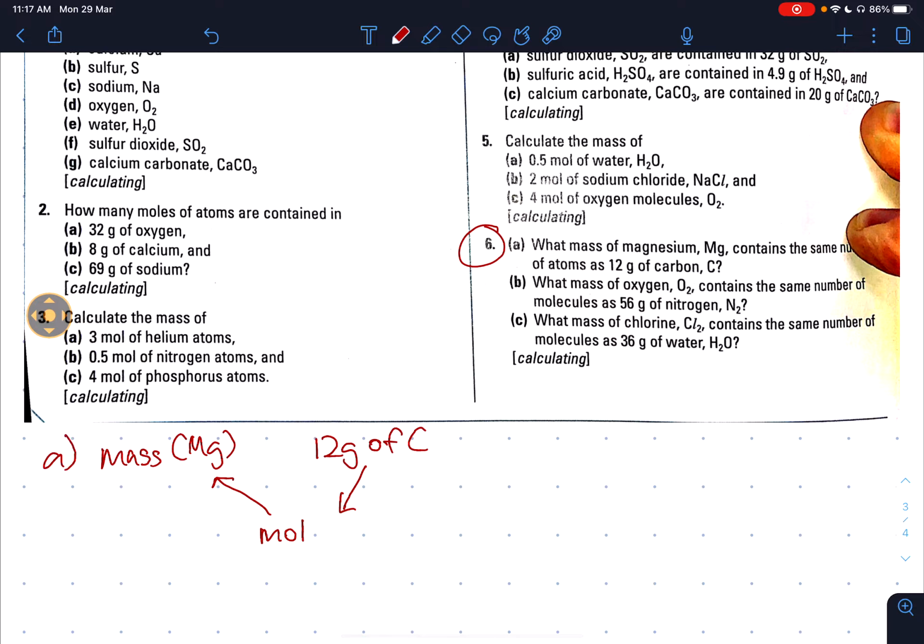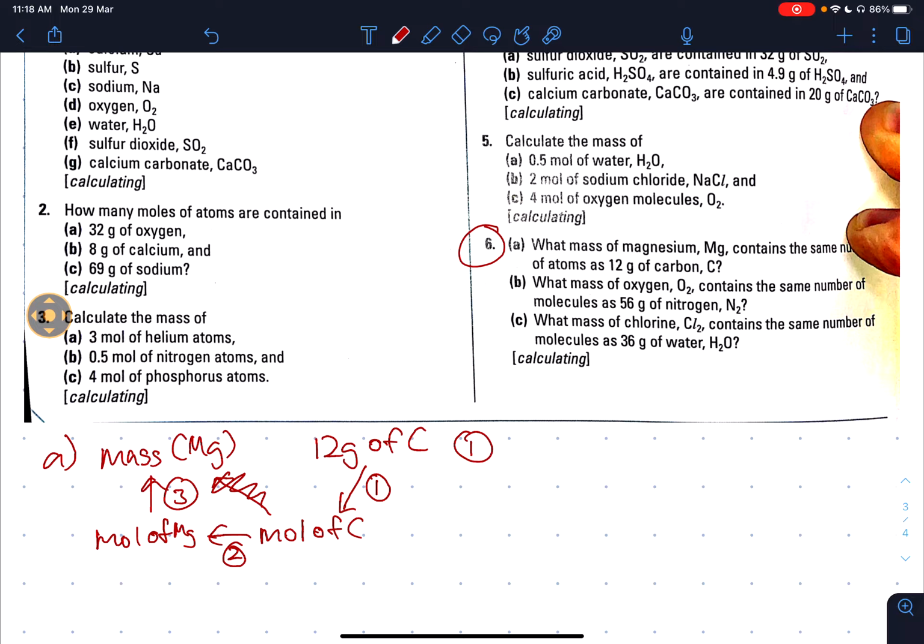So I repeat: start from grams of carbon, calculate the number of moles of carbon, and then the moles of carbon is the same as the moles of magnesium. So it's moles of carbon, and then they say it's the same, so moles of magnesium, and then go back up to the mass of magnesium. So let's start with the starting point. This is step 1, step 2 is equivalent, step 3. So step 1, I have 12 grams of carbon.